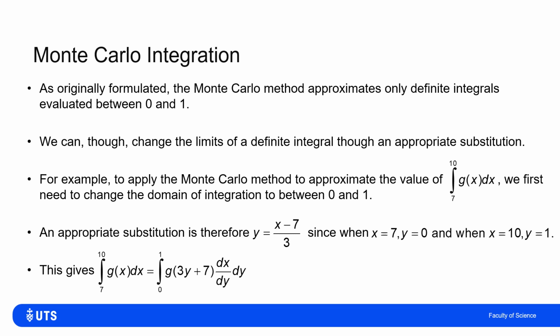So I hope that's reasonably straightforward integration by substitution. My x becomes 3y plus 7, and I need to change the integral dx to an integral dy by multiplying by dx by dy, or dividing by dy by dx. You can think of it either way. So the way I would evaluate that is I would simply evaluate 3 times g at 3 times a uniform 0, 1 random point plus 7, add those up over n of those, and divide by n.